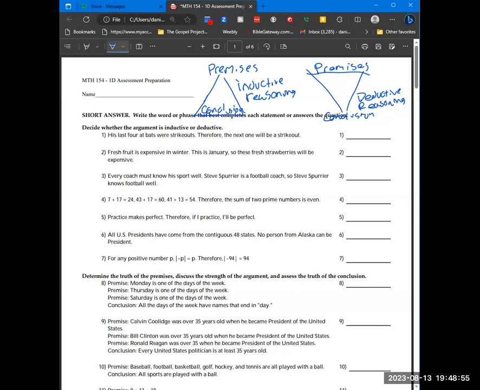Okay, so let's look at this first one. His past 4 at-bats were strikeouts, therefore his next one will be a strikeout. That is an inductive argument. So you're making a hypothetical conjecture about something based off of a pattern that you see. So inductive reasoning often is when you try and induce a pattern. And that's based off of the best information that you have. So we have to do that a lot.